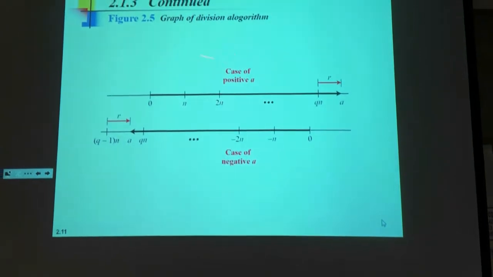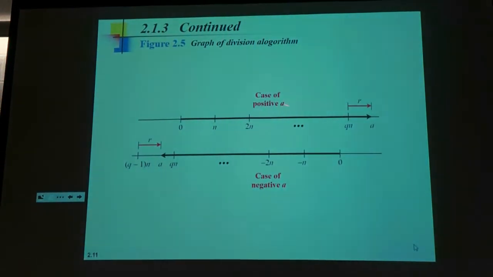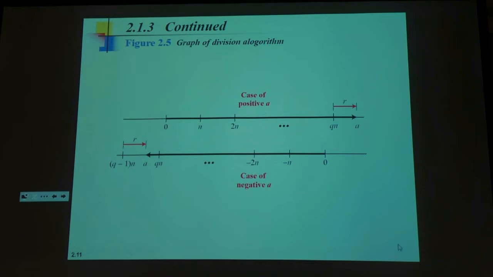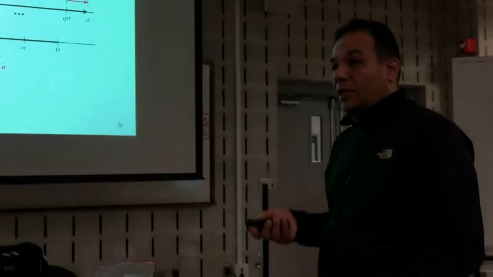So the graph of division, that's the case of positive A and the case of negative A. If it's negative, you have to bring it to the positive. So by adding 1 whole to the quotient, you remove 1 whole from the remainder.